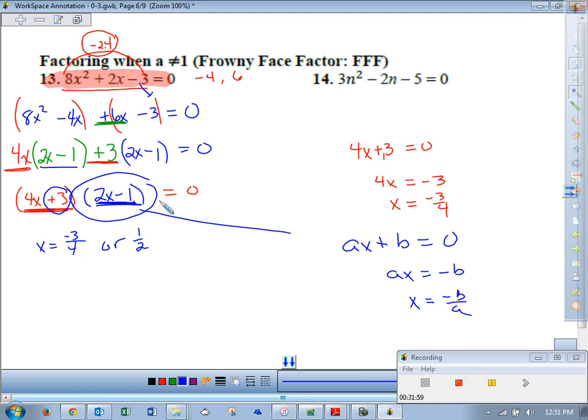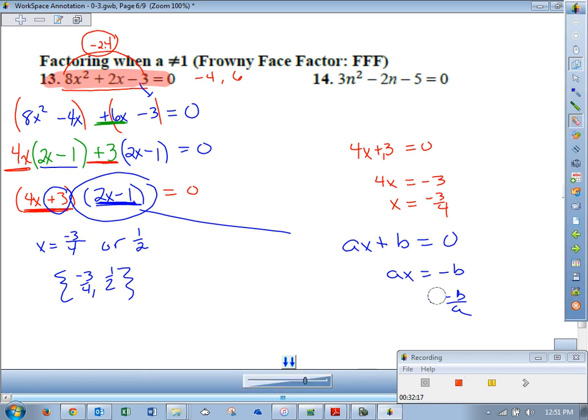That's a good question. If they switch the numbers around and all that stuff, you have to be very careful. Variables first, numbers second. It works every time. So let's try it again. Oh, solution set: negative 3/4, 1/2.